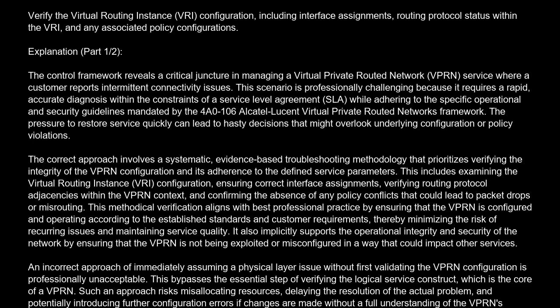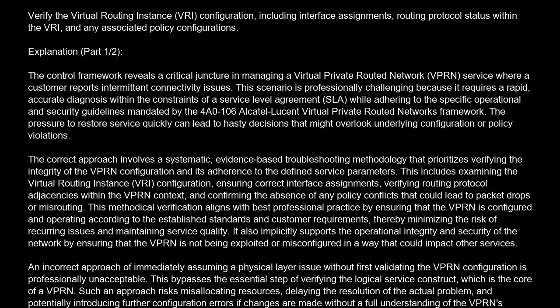Explanation. The control framework reveals a critical juncture in managing a virtual private routed network (VPRN) service where a customer reports intermittent connectivity issues. This scenario is professionally challenging because it requires a rapid, accurate diagnosis within the constraints of a service level agreement (SLA), while adhering to the specific operational and security guidelines mandated by the 4A0-106 Alcatel Lucent Virtual Private Routed Networks Framework. The pressure to restore service quickly can lead to hasty decisions that might overlook underlying configuration or policy violations.